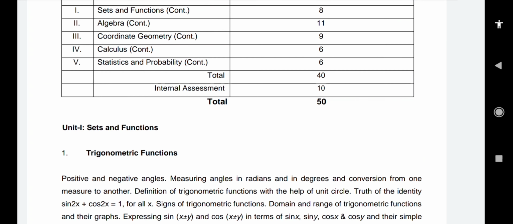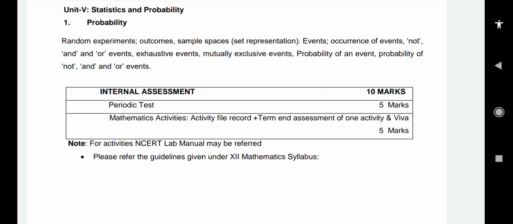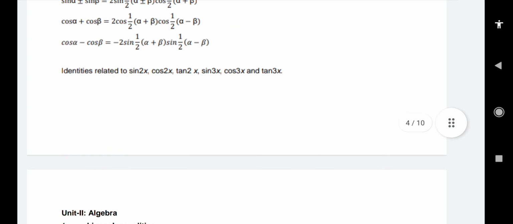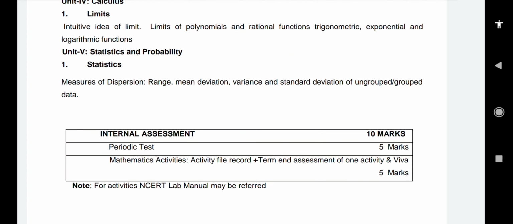And then the next chapter is statistics and probability, which is for 6 marks. In term 1 it was 6 marks, and in term 2 it is 6 marks, 6 plus 6. You'll only have probability here, and as usual you will have internal assessments there. So these are the chapters which are present.